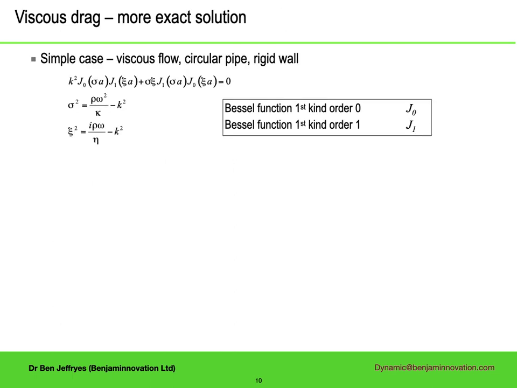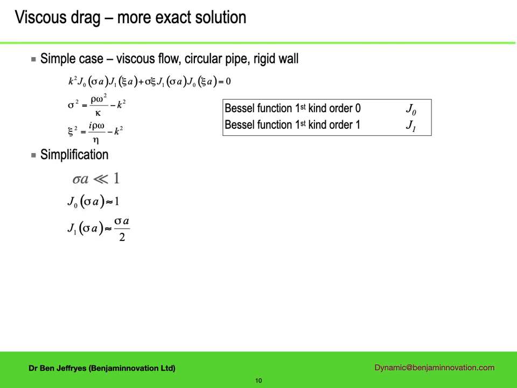For viscous fluids in circular pipes, though, we could write down an exact solution in terms of Bessel functions, which is what you see written here. This defines k, the wave number, in terms of omega, the angular frequency. In our situation, this equation is more tractable than it appears at first sight.